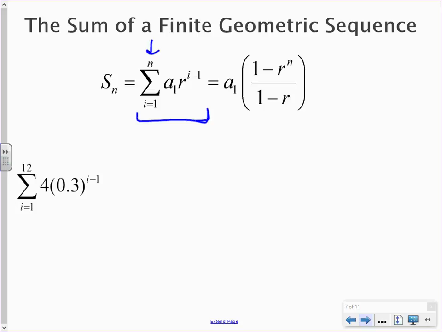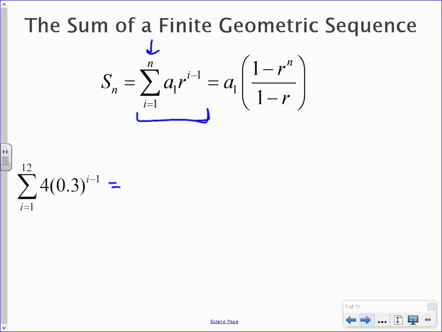Gabe, how many terms are we adding together? We're adding 12 terms together. We're going from 1 to 12. Since this is geometric, how do we know that it's geometric? A number times a number to the power. It should look like an exponential equation. So to sum this up, we need the first term times 1 minus r to the n over 1 minus r. Gabby, what is our first term?